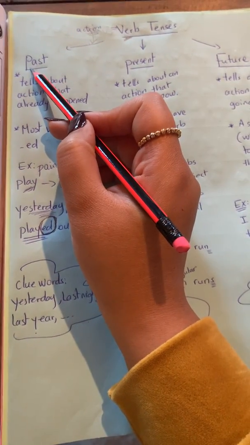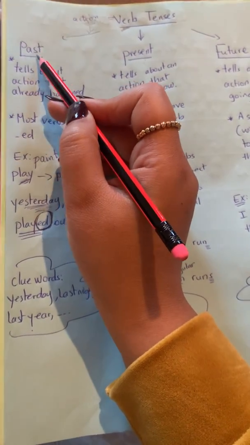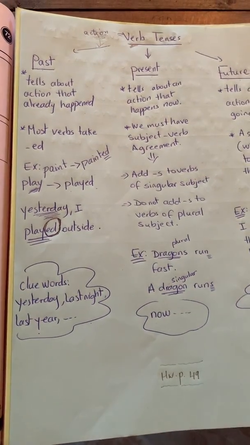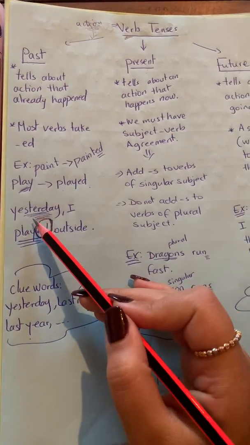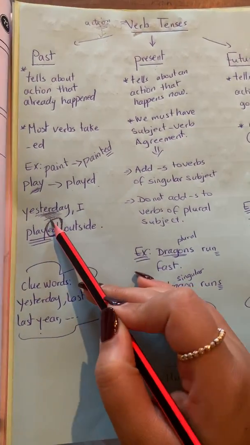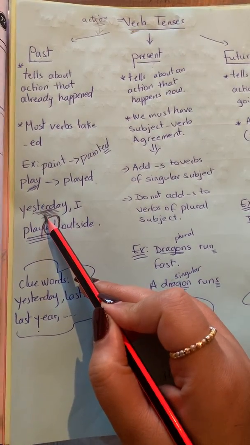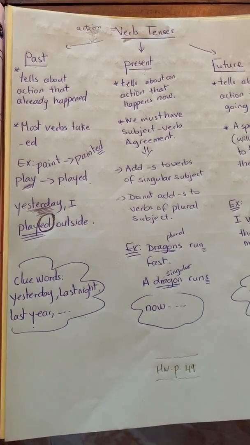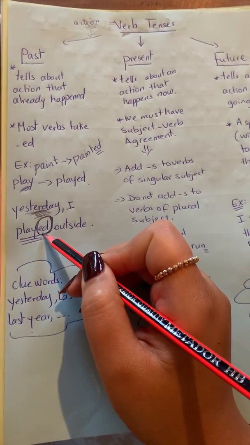The verbs that happen in the past tell us about a specific action or thing that happened in the past and finished. For example, if I say yesterday, look at this clue word. Yesterday I played outside. What do I mean by yesterday? Yesterday has already gone, it finished. For that I use the past tense.